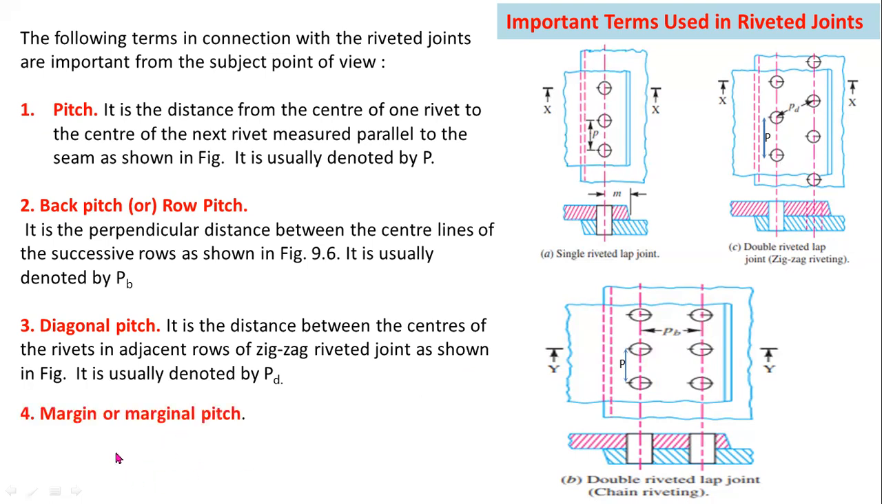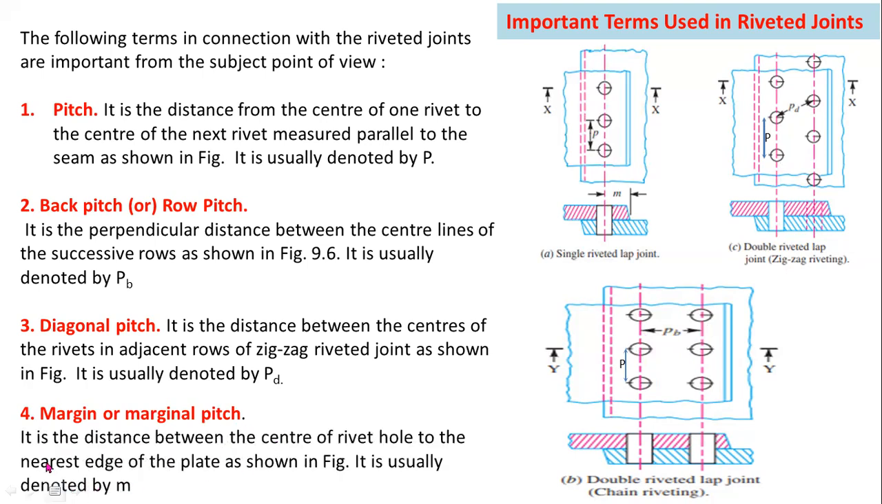And last one is margin or marginal pitch. It is the distance between the center of the rivet hole to the nearest edge of the plate, as shown in figure. It is usually denoted by symbol M. The distance between center of the rivet to the nearest edge of the plate is called margin. Here you can observe this is the center of the rivet and this is the nearest edge of the plate. So the distance between nearest edge of the plate to the center of the rivet is called margin.